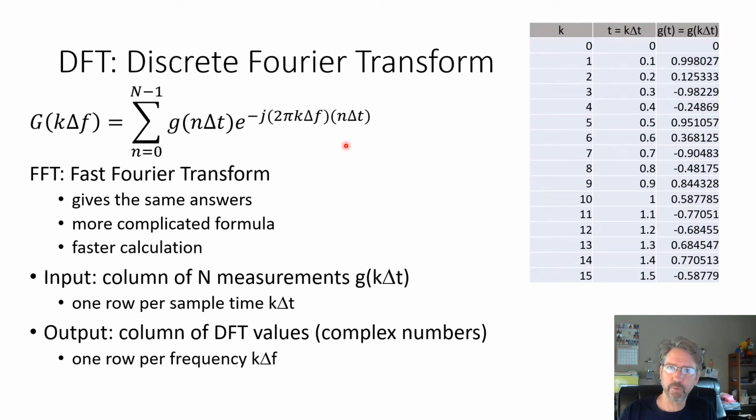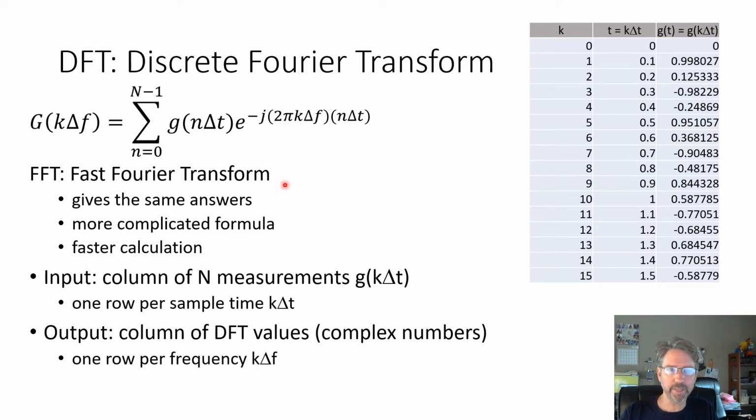Here's an equation for the DFT. It gives us each row of the DFT based on this calculation. So it's a sum over all of the measurements of g, little g, and there's a complex exponential term up here, and that gives you each row. So if you give a column of data like this, you can calculate each row using this equation. The FFT is more efficient than this because it doesn't have sums upon sums to calculate it.